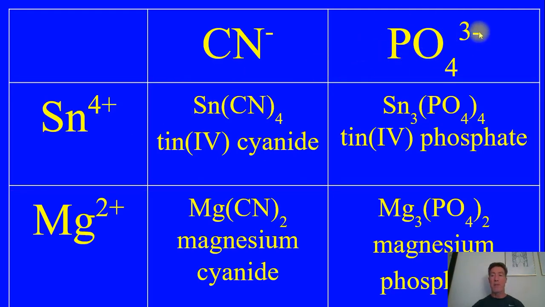Here, how about we combine tin plus 4 with phosphate negative 3? We're going to use the crisscross method. The 3 is going to come down as a subscript here, and the 4 is going to come down as a subscript here. And we're going to get tin 4 phosphate. Here's magnesium. We need 2 cyanides to balance, so we're going to have magnesium cyanide. Again, crisscross, we're going to put the magnesium 3 and the 2 over here, and this is magnesium phosphate.